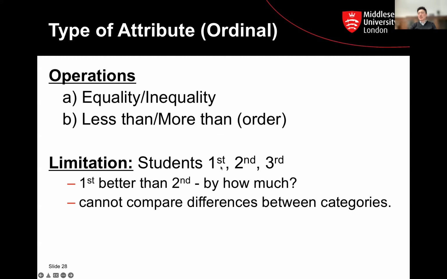So here, for example, you have first, second, and third, maybe in a competition or a race. You would know the first, for example, is faster than the second, which is faster than the third, but you don't really know how much difference that is. Maybe the first is only 1 second faster than the second, and the second is then 2 minutes faster than the third.